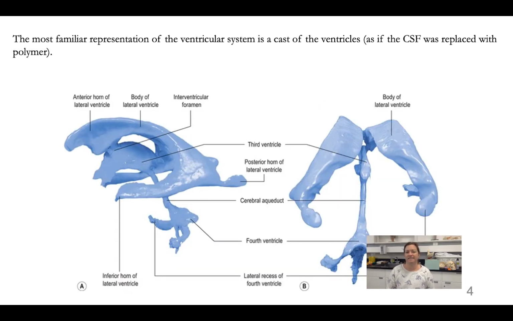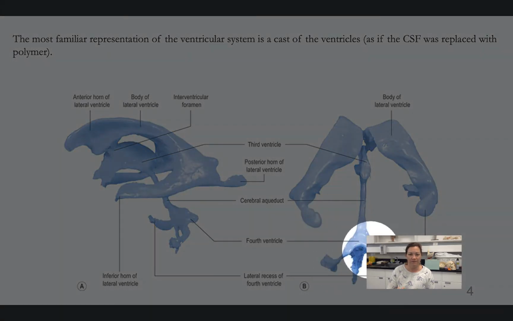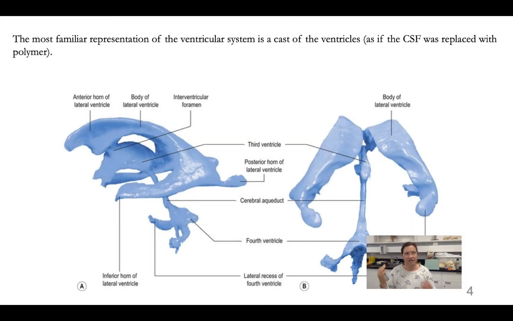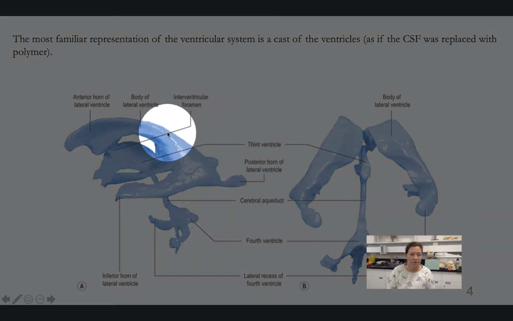We often see this representation of the ventricular system. So if you flushed the CSF out and filled the ventricular system with polymer, this is what you get. And most of the information here, again, should be review for you, I hope. One thing we're going to focus on, we know that CSF largely moves with gravity, so it tends to sort of sink down. So some CSF that's produced in the lateral ventricles will eventually end up in the fourth ventricle.